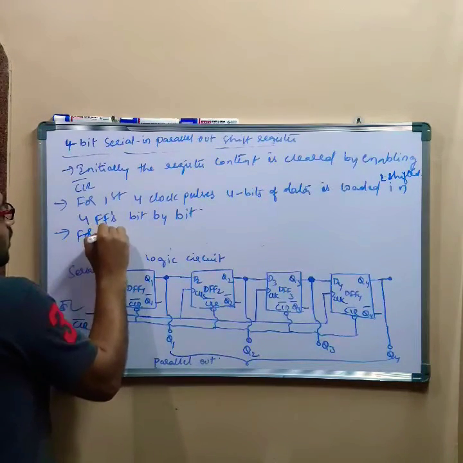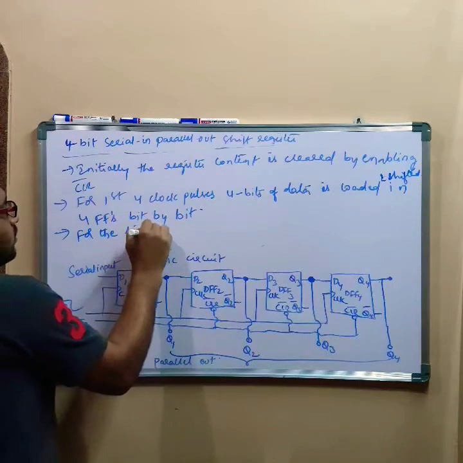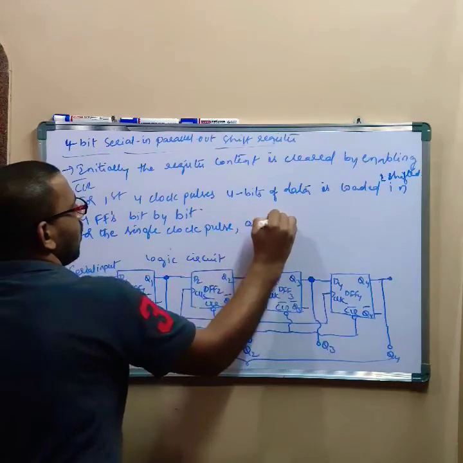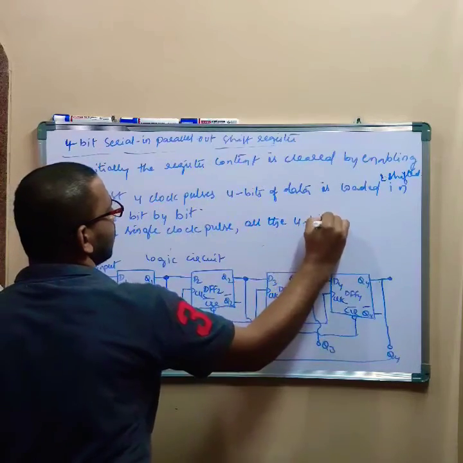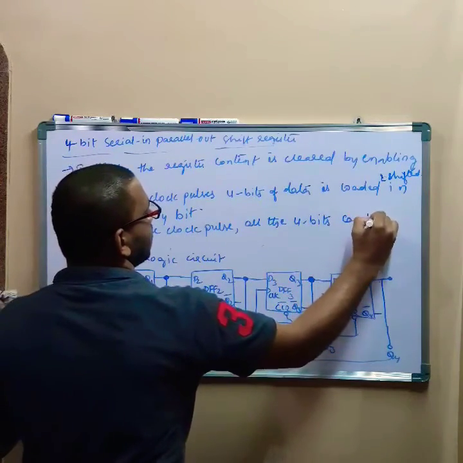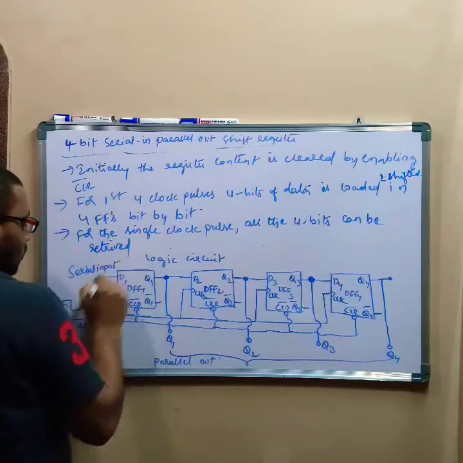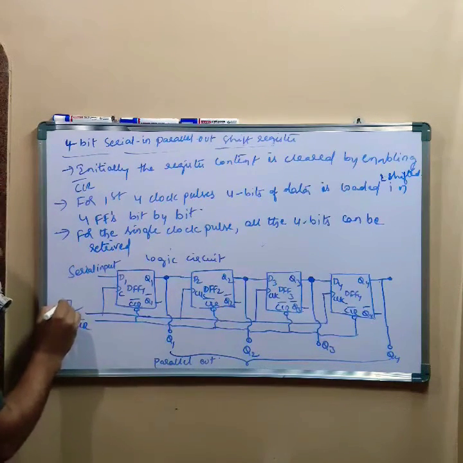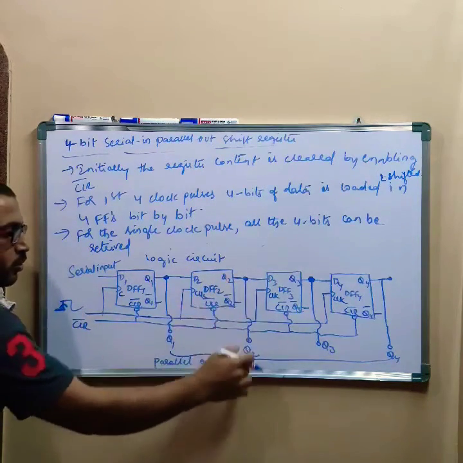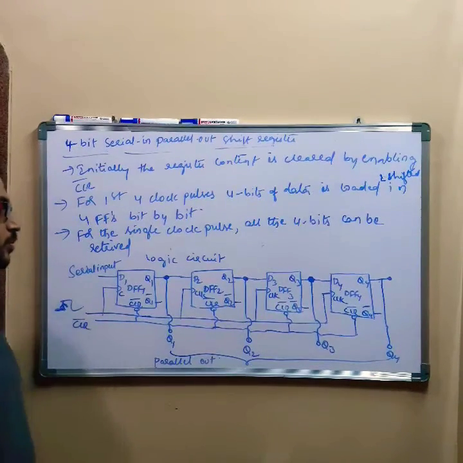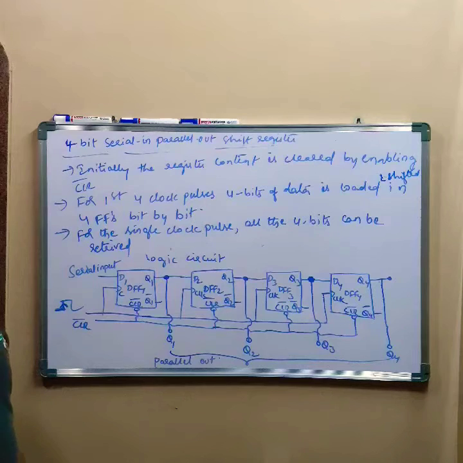For the single clock pulse, all the 4 bits can be retrieved. So for the positive, only for single positive going edge of the clock pulse, you can retrieve all the outputs at a time. Means you are retrieving all the outputs in parallel form. So that is serial in, 4-bit serial in, parallel out, shift register.